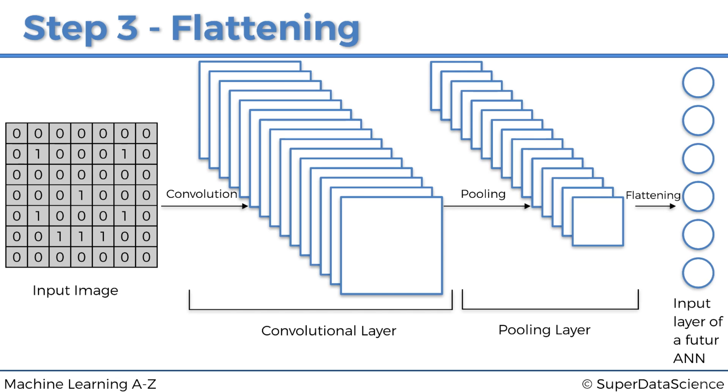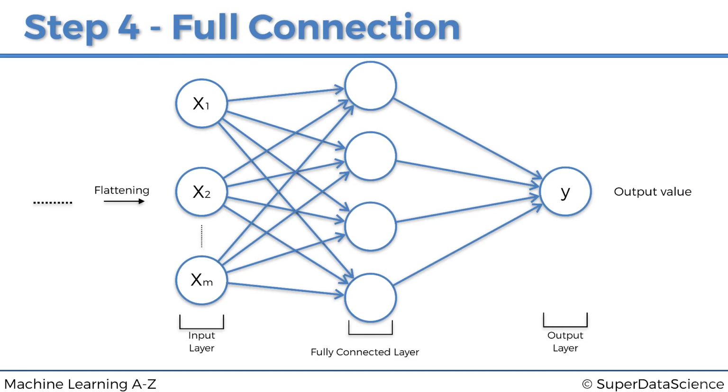So to summarize, we have all our feature maps in the pooling layer, we apply the flattening step, and we get this huge single vector that contains all the different cells of all the different feature maps. This single vector is going to be the input layer of a future ANN, the ANN that we know from the previous section, that is a classic ANN with fully connected layers.